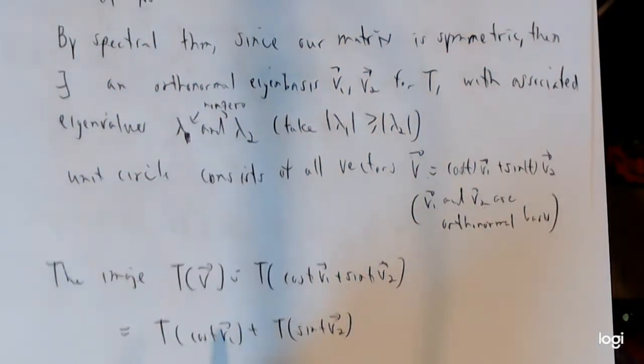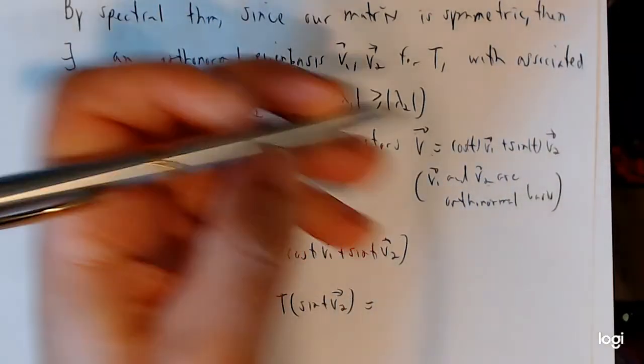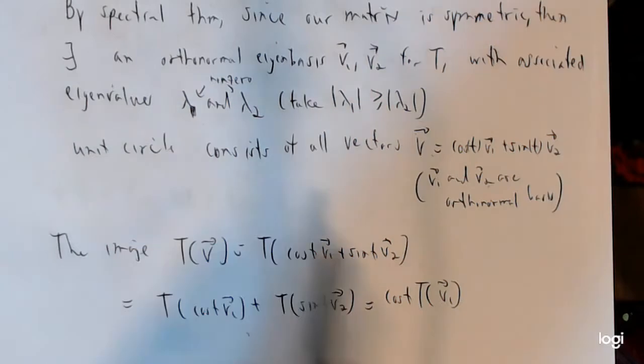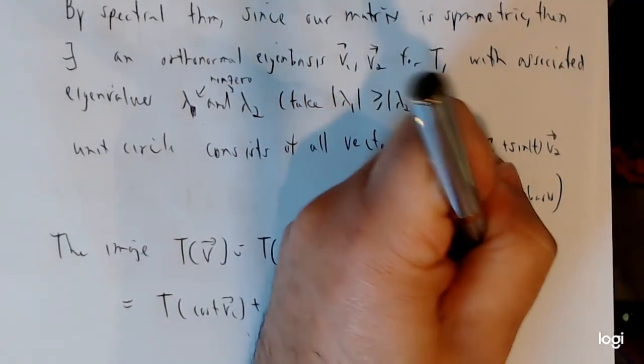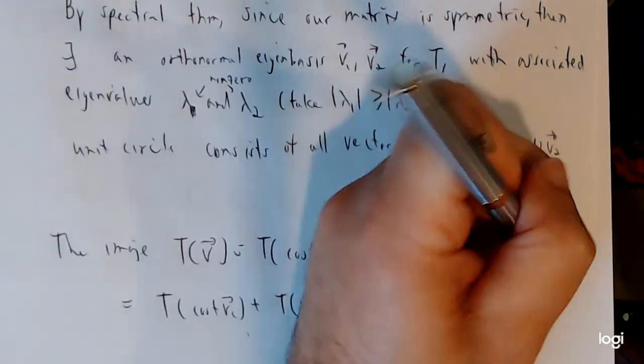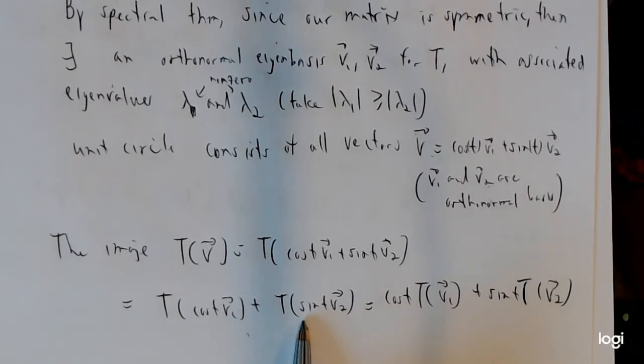Now what is it that we know about this? How did I get from here to here? Because it's a linear transformation. And then this is also the same thing as cosine of t times T of v sub 1 plus sine of t times T of v sub 2. Now why was I able to pull out the cosine and sine? Because remember, these are scalars. Those are just my scalars. So once again, since it's linear, the scalars can pull out up front.